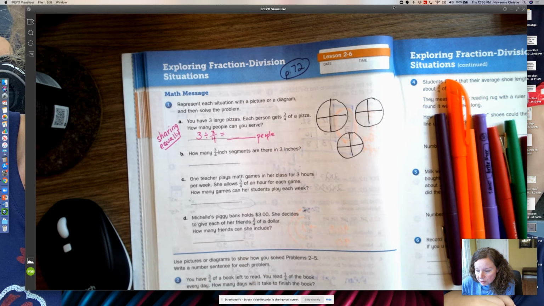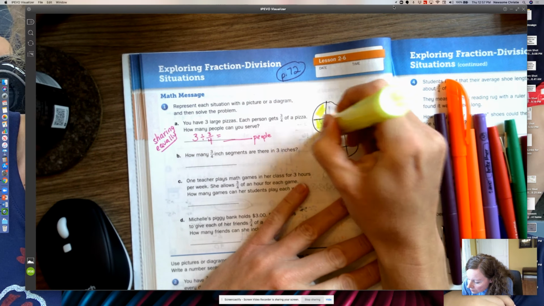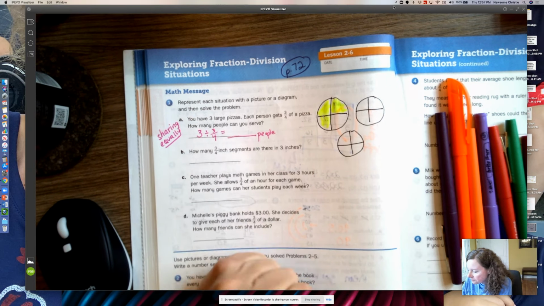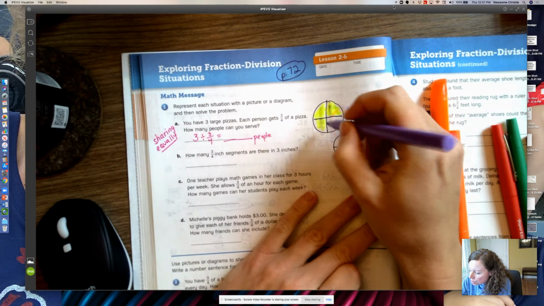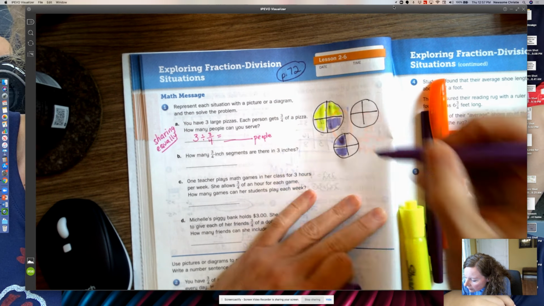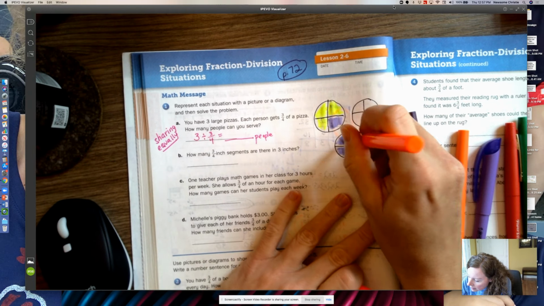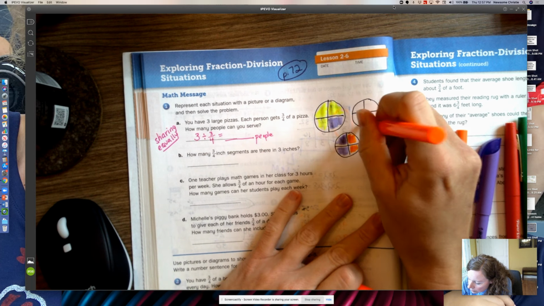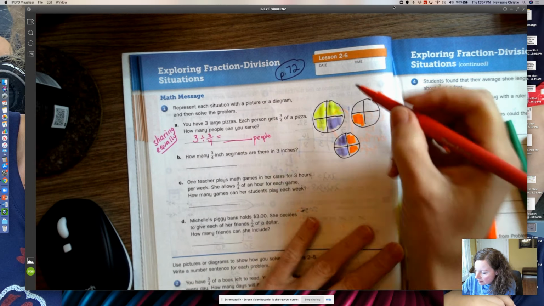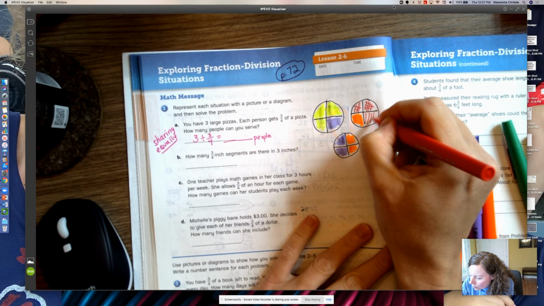Okay, and I'm going to give each person 3/4 of the pizza. So I'm going to color code each person. Let's say my first friend is going to get this fourth, and this fourth. Okay, so there's friend number 1. And let's say friend number 2 is going to get this fourth, and this fourth. And then friend number 3 is going to get this fourth, and this fourth. And then my last friend, or maybe that's for myself, is going to get these 3/4.